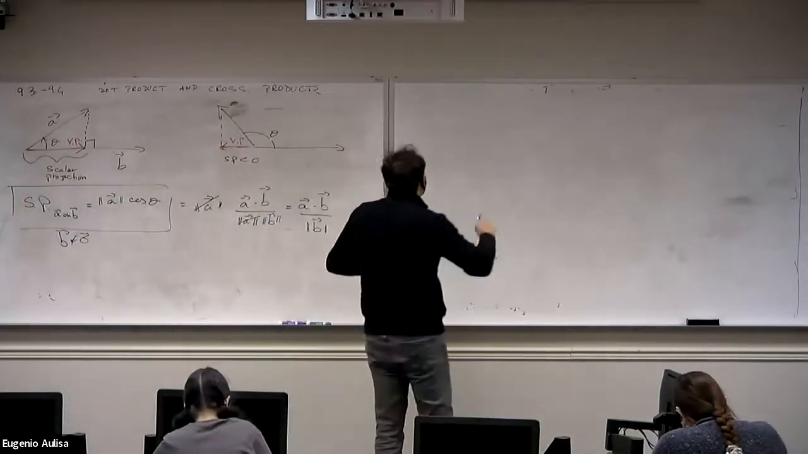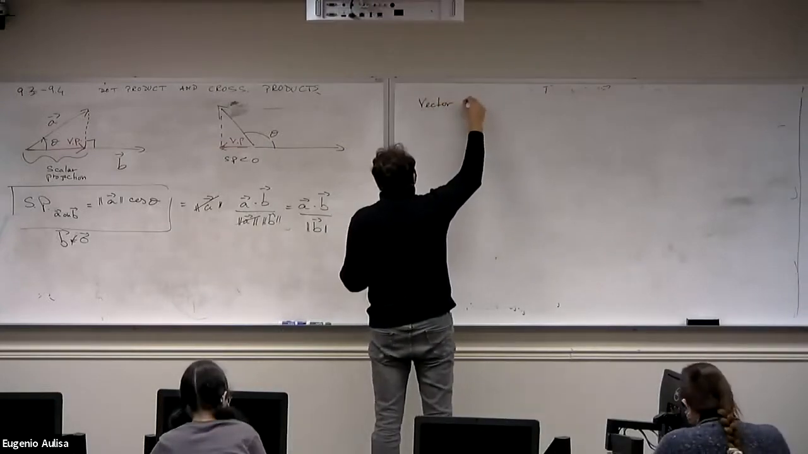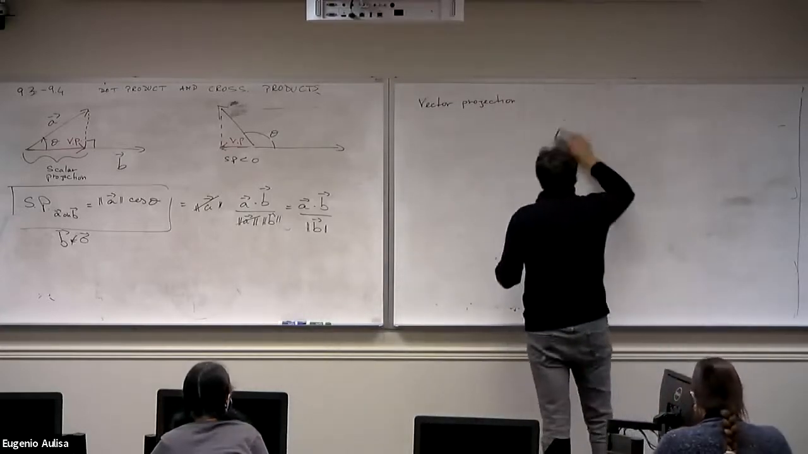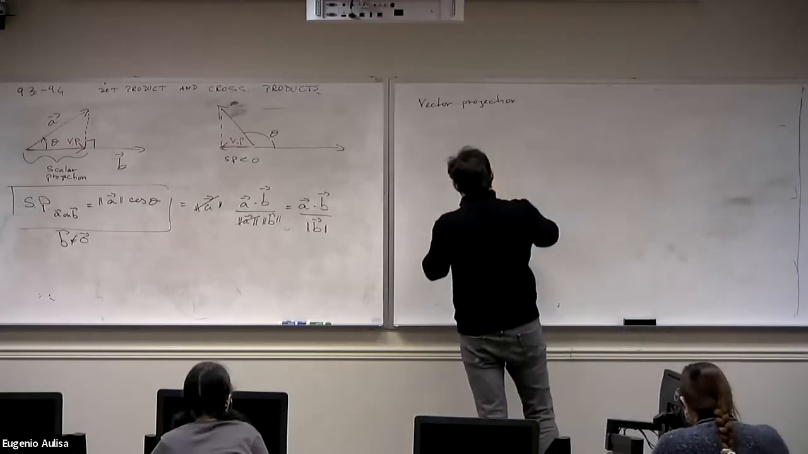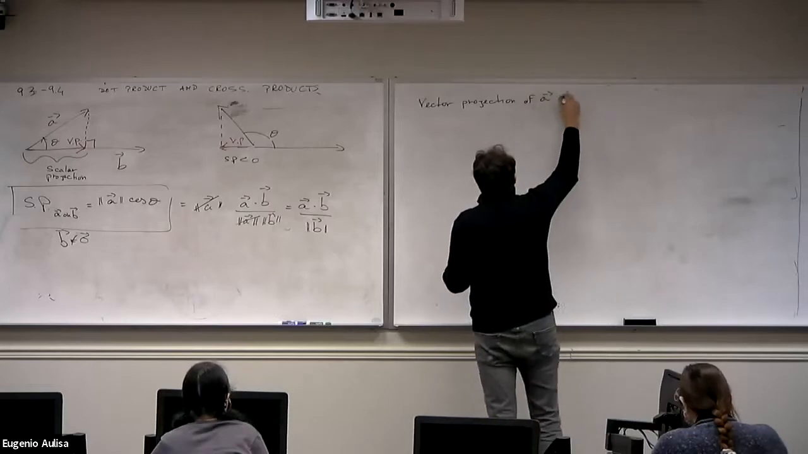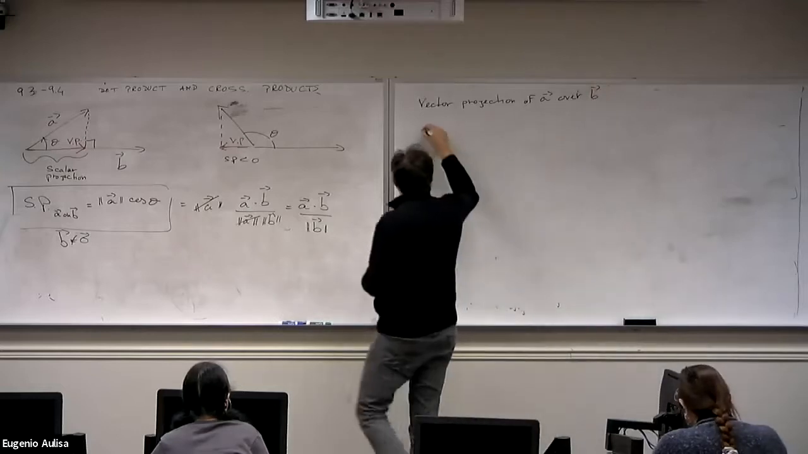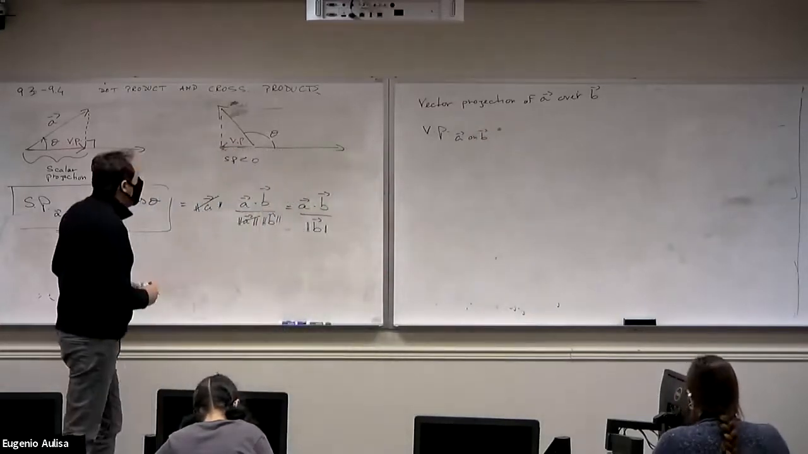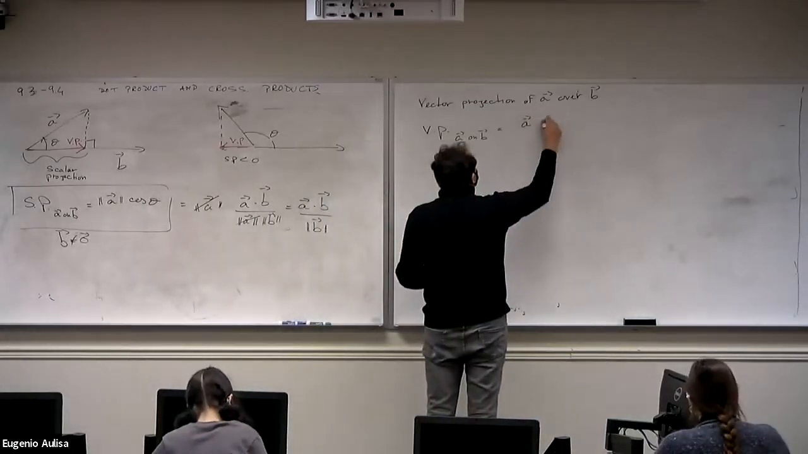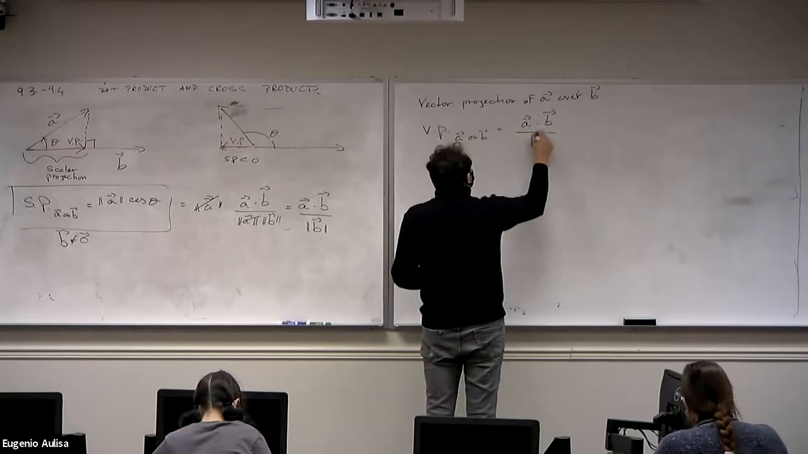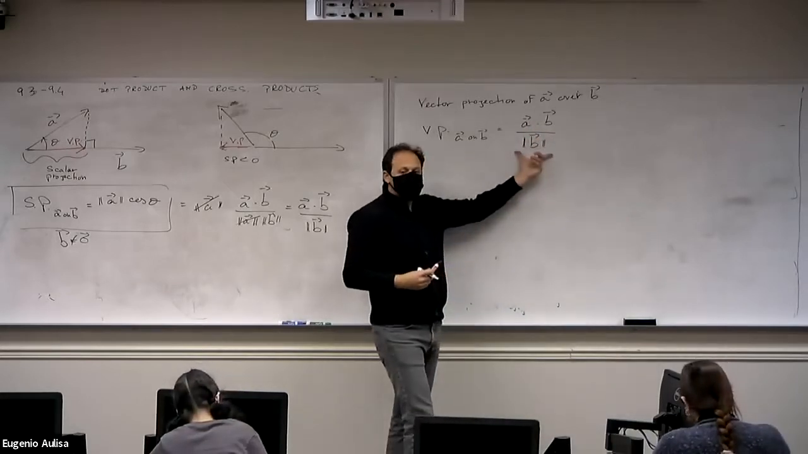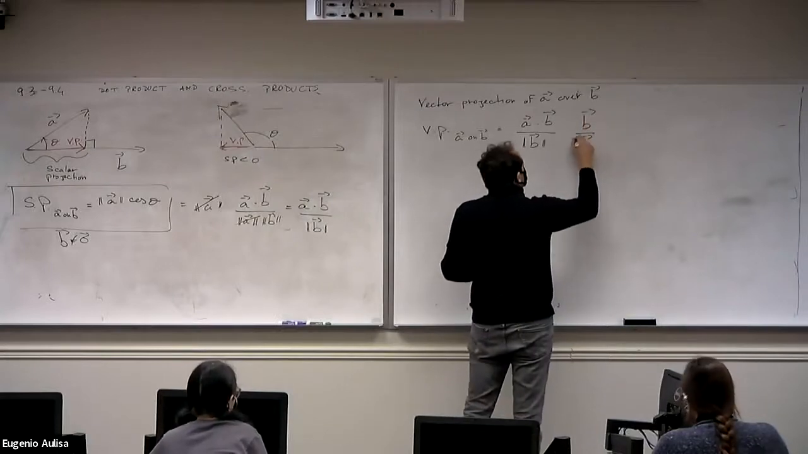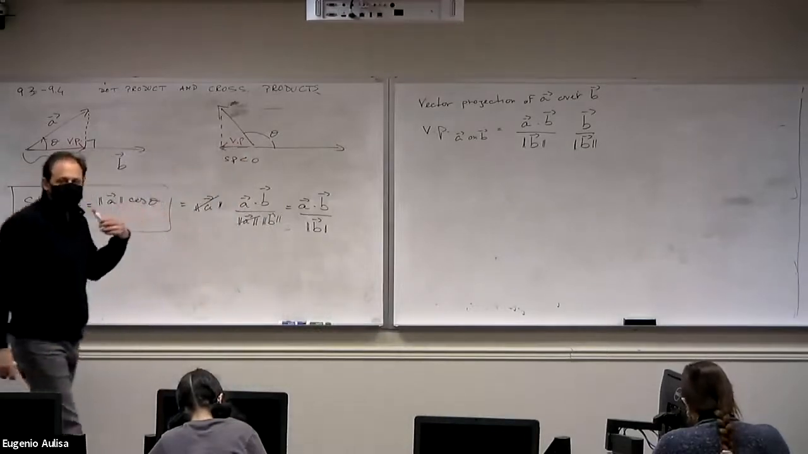So vector projection of A over B. So it's going to be A dot B divided by the length of B. So this is going to give us the scalar projection, which has a sign, positive or negative, times a unit vector B divided by B. So this vector is a unit vector always parallel to B.